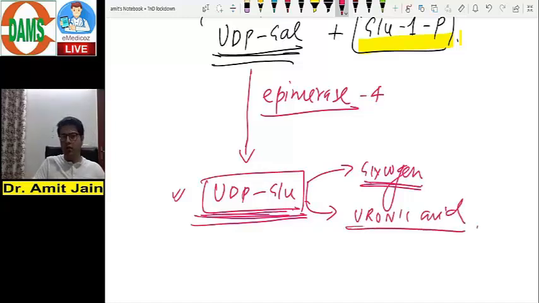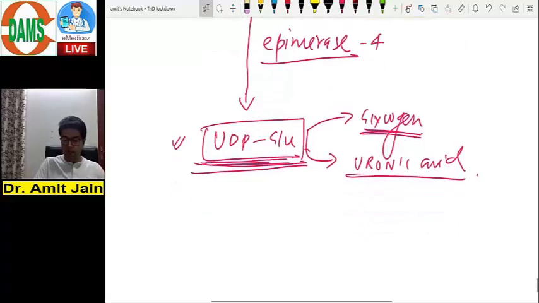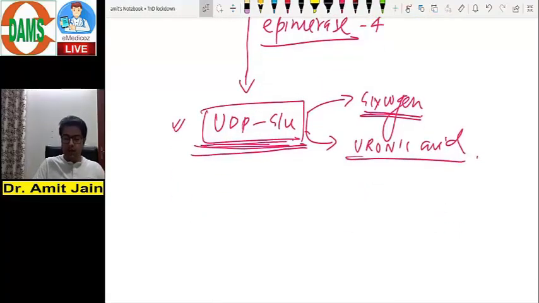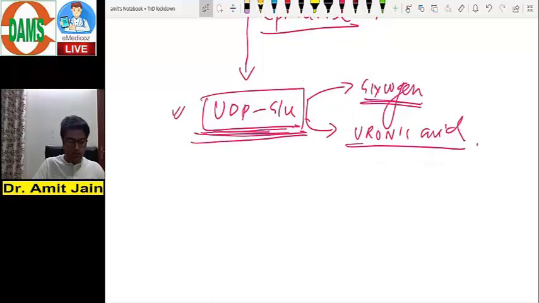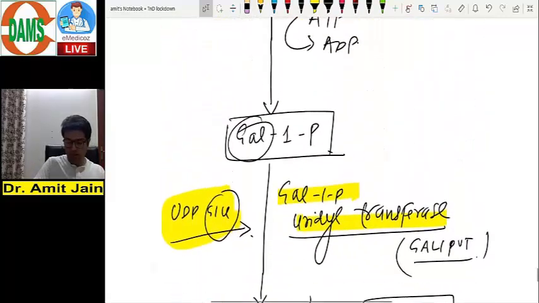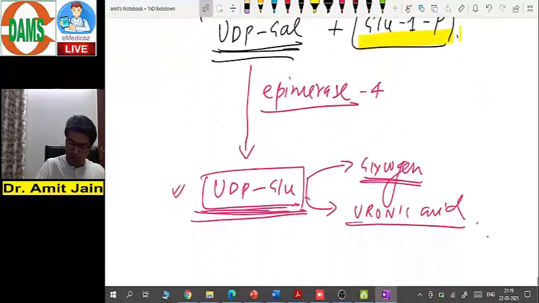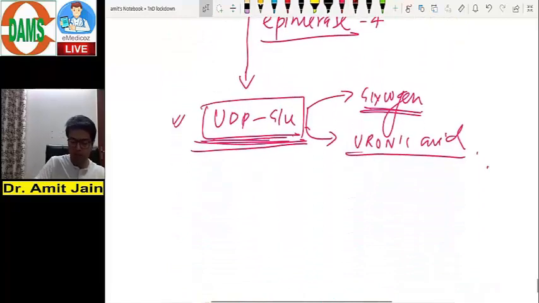You know already uronic acid, right? That is in the mucopolysaccharide synthesis. Okay, fine guys. So yeah, very good everyone. Abhilasha, Nandini, Shreya. So that is your glycogenesis. Okay, fine guys. So what we get is UDP glucose.